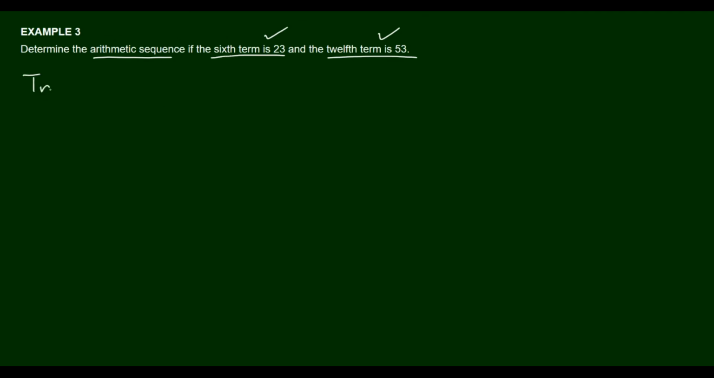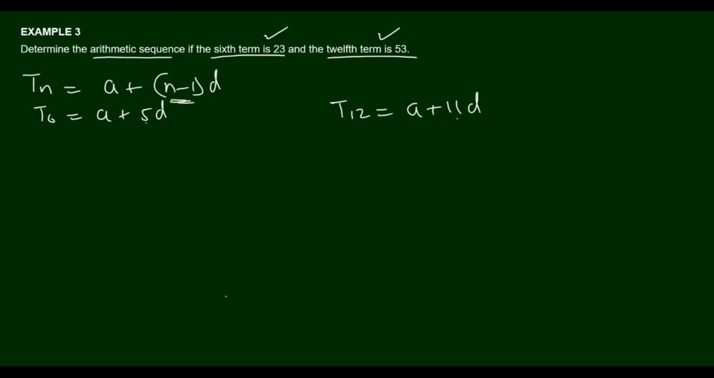Remember, Tn is equal to A plus (n minus 1)D, right? And then T6. T6 is going to be what? T6 is equal to A plus 5D. And then T12 is equal to A plus 11D, because the 5 here is coming from 6 minus 1, and the 11 there is coming from 12 minus 1, from n minus 1 here, right?